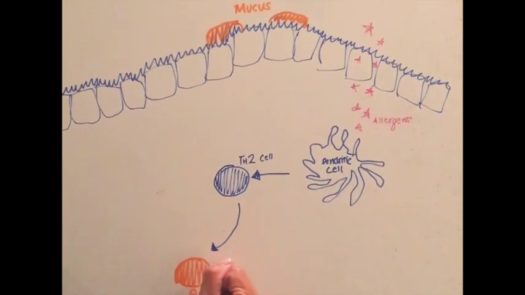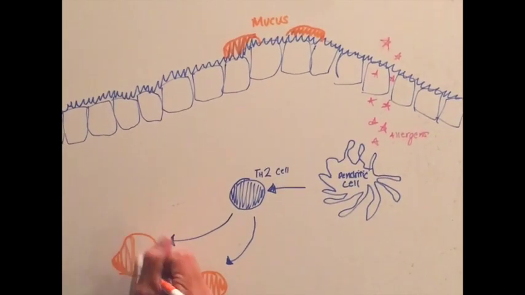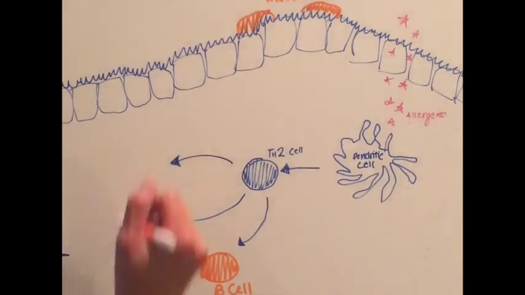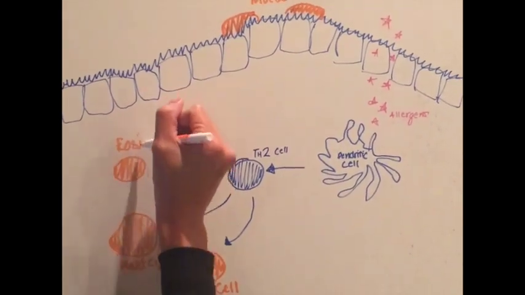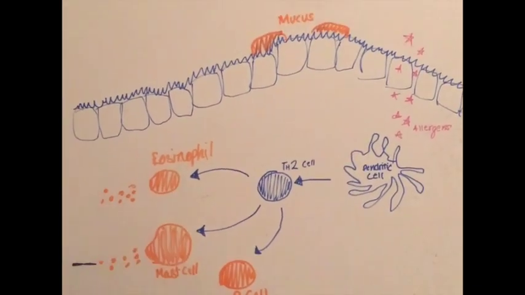to do 4 different processes. One is the B cell here. It also activates the mast cell and activates the eosinophil cell. It also causes the epithelial cells to overproduce mucus.